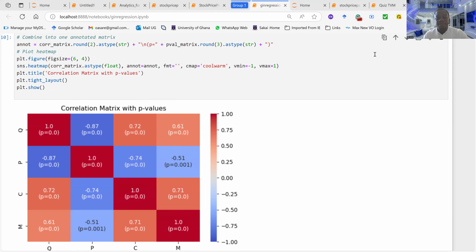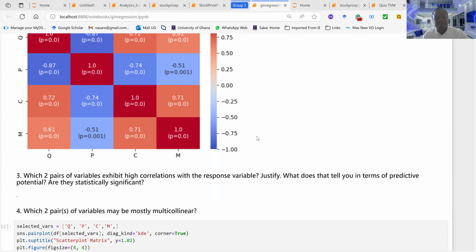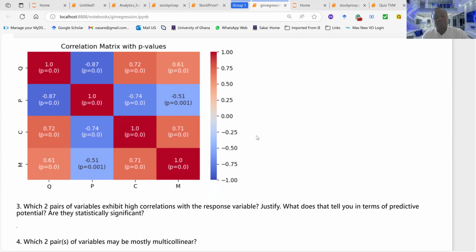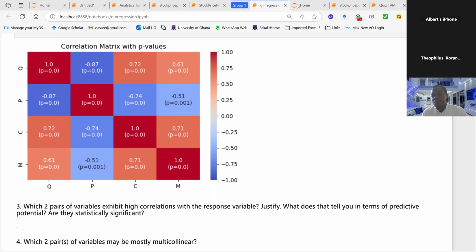So which is the next pair? Because the question said two pairs, and you've mentioned one pair. Which is the next pair? This question is open before I start again. Otherwise, I'm going to start again. Albert. C and M, Doc.